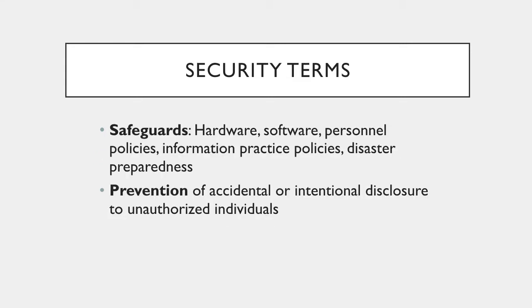So the security terms that you need to become familiar with, and I strongly recommend that you review HIPAA's security rule summary, include the safeguards that are required by law, which cover hardware, software, personnel policies, and information practice policies. Oh, and don't forget disaster preparedness, because stuff happens. Hurricanes come, whether you like it or not. Earthquakes come, whether you like it or not. And prevention of accidental or intentional disclosure to unauthorized individuals.